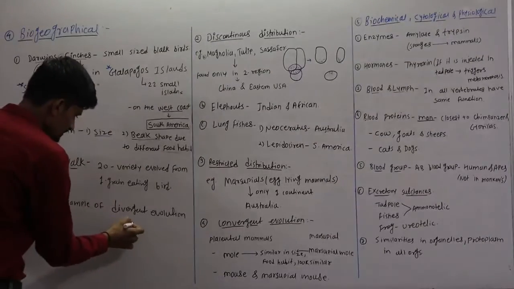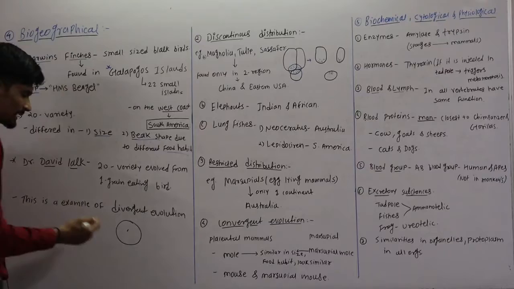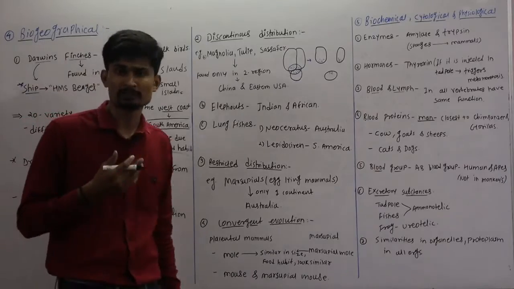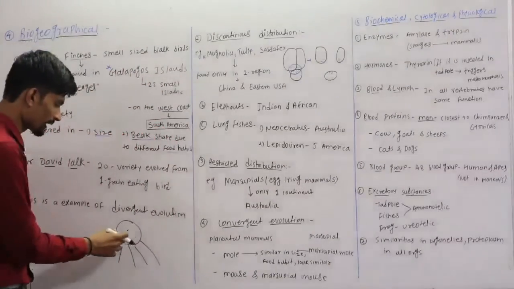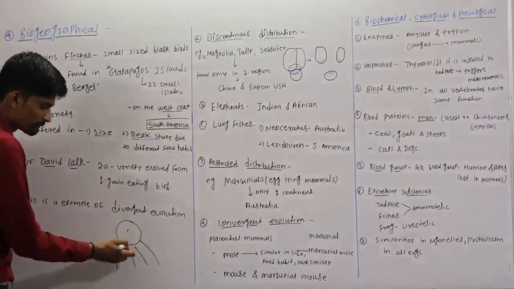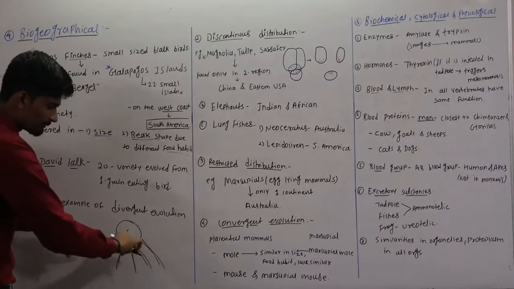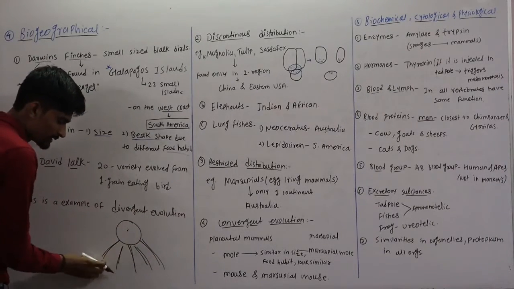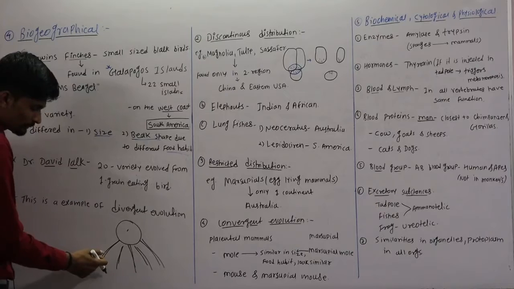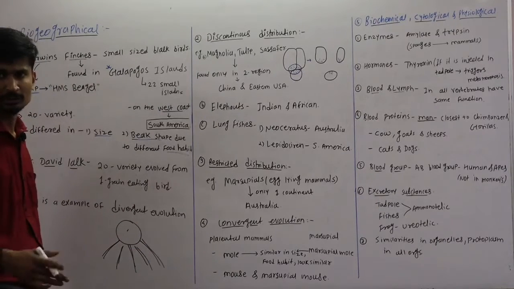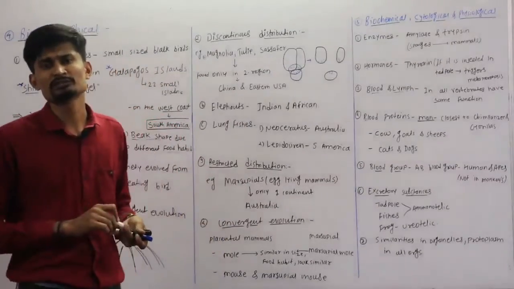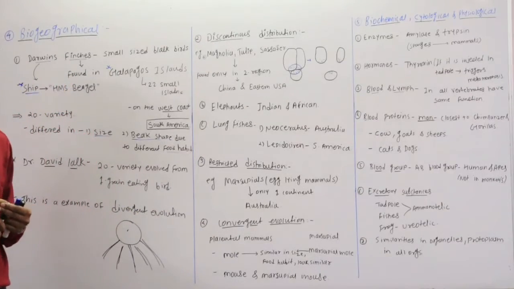Divergent evolution means, suppose this is one organism, and according to the food, the geographical conditions, the environmental conditions, the organism changes, the characters change, and it forms different organisms. So that is divergent evolution. From a single organism there is a formation of different groups of organisms, or we can say from a single species there is a formation of different types of species. A number of species are formed from a single species, that is divergent evolution. So Darwin's finches is an example of divergent evolution.